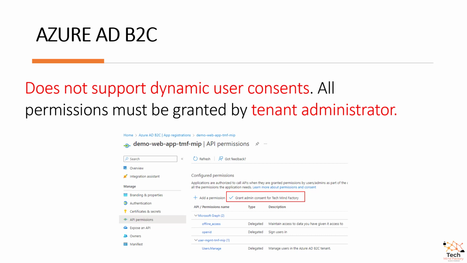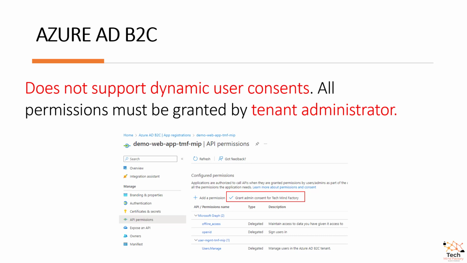B2C. All those permissions, once they are declared under the API permissions tab for a specific application registered in the Azure AD B2C tenant, all those permissions have to be granted. So the grant admin consent button should be used by the tenant administrator.